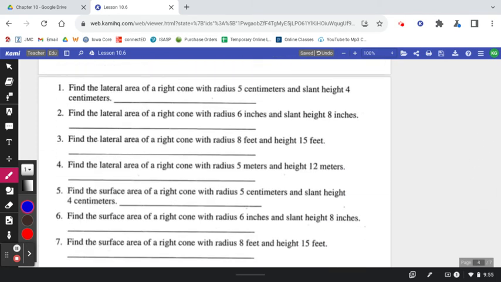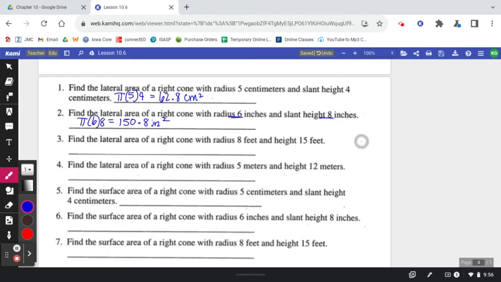Okay, we're back to lateral area here. So lateral area is pi radius slant height. Pi 20, 62.8. Lateral area, radius, and slant height. Okay, so pi 6, 8. Pi 48, 150.8 inches squared.